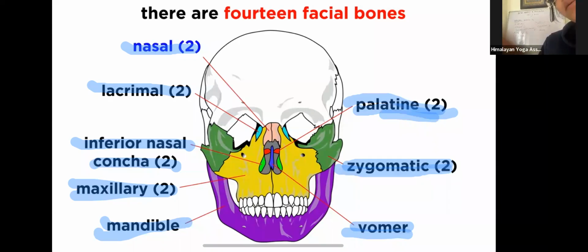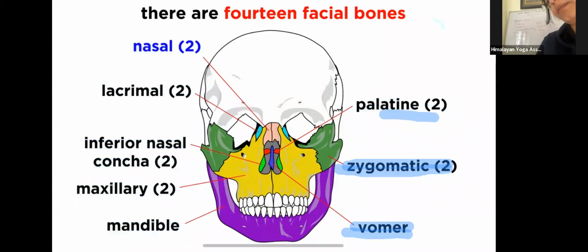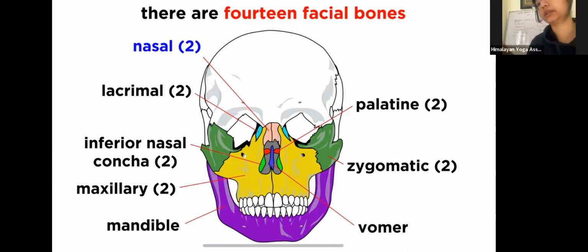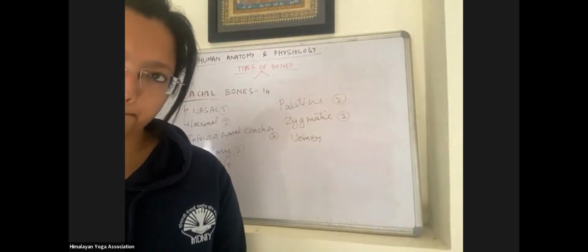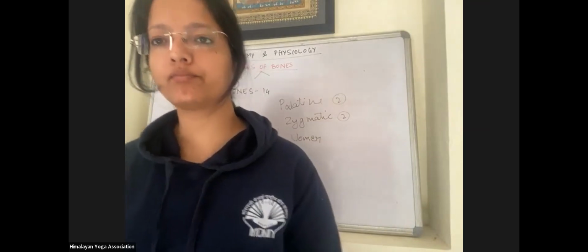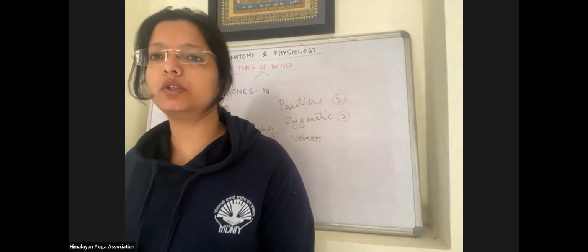So I'll erase them. Yes, please take a screenshot of this. And please tell me, which is the smallest bone in our body? Stop sharing. So tell me, which is the smallest bone in our body? Please tell me the smallest one in the body.